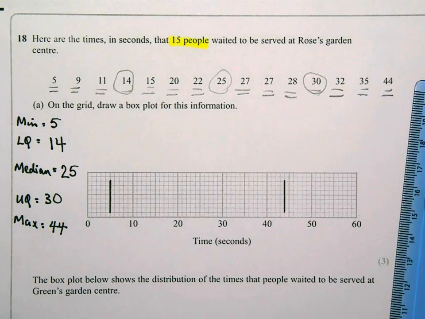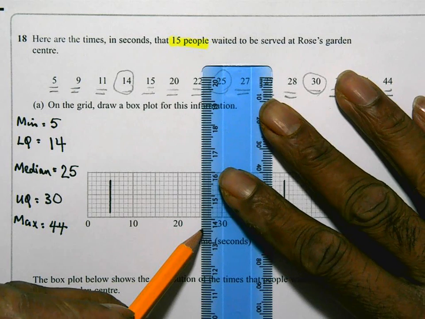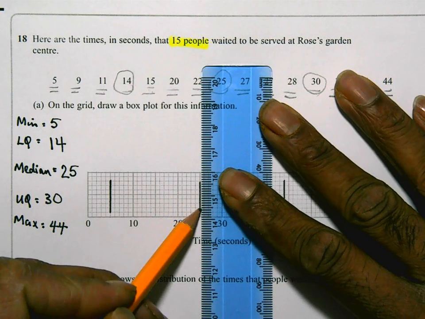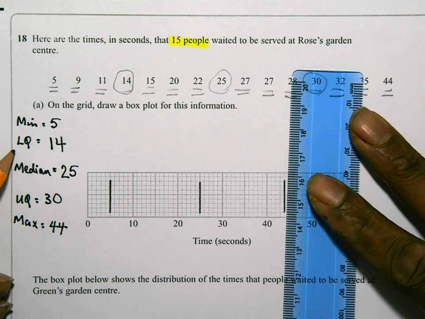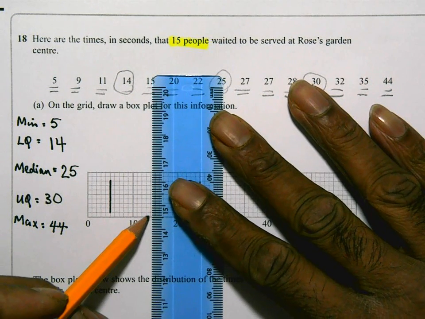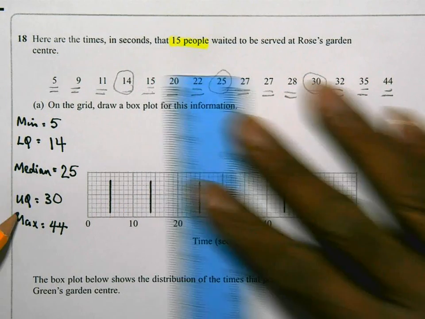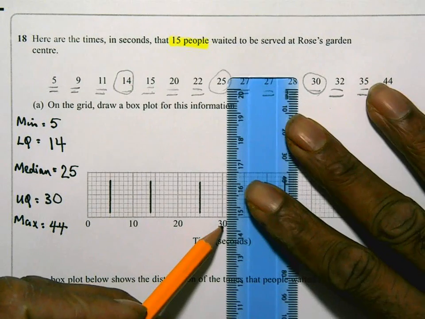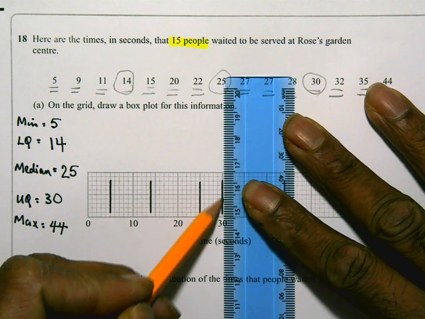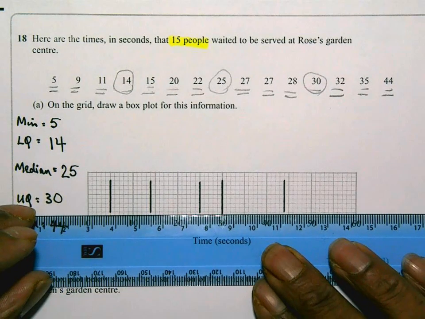The median is 25, so there's 20 and 5, 25. The lower quartile is 14, so 15 is 1 above that, so there you go, 14. The upper quartile is 30, and there is 30. Okay, so I've got all 5 of the markers there. I just need to put the box in. So the box is going to go from the lower quartile to the upper quartile.